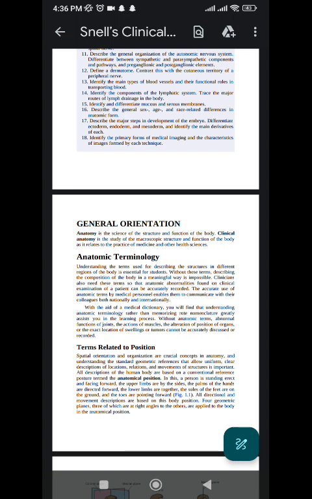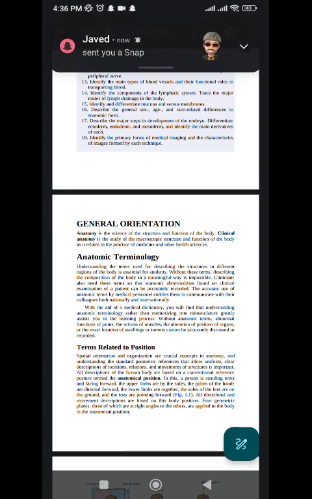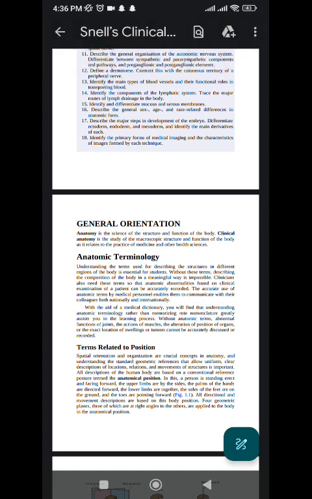Anatomic terminology. Understanding the terms used for describing the structures in different regions of the body is essential for students. Without these terms, describing the composition of the body in a meaningful way is impossible. Clinicians also need these terms so that anatomic abnormalities found on clinical examination of the patient can be accurately recorded. The accurate use of anatomic terms by medical personnel enables them to communicate with their colleagues, both nationally and internationally.